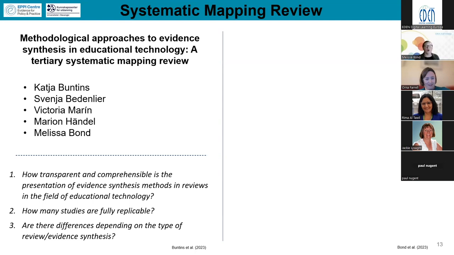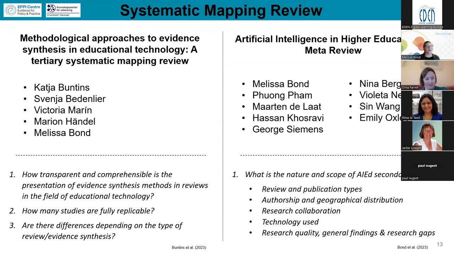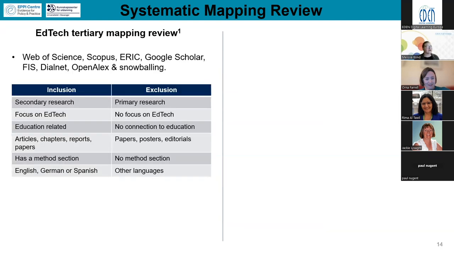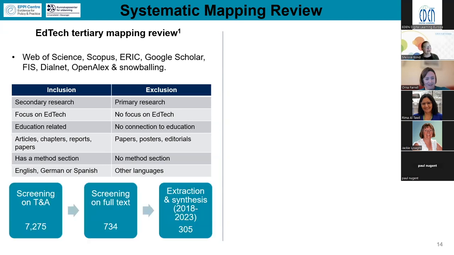And there we were exploring the quality, how replicable the evidence synthesis work is in the field of EdTech. And on the other hand, we also undertook a meta review looking at research on artificial intelligence in higher education, I should say, across the last 5 years. So the first review was a mapping review. It looked at, as I said, evidence synthesis that focused on educational technology that had an explicit method section and that was published in either English, German or Spanish. And we ended up with, published between 2018 and 2023, 305 different forms of evidence synthesis.